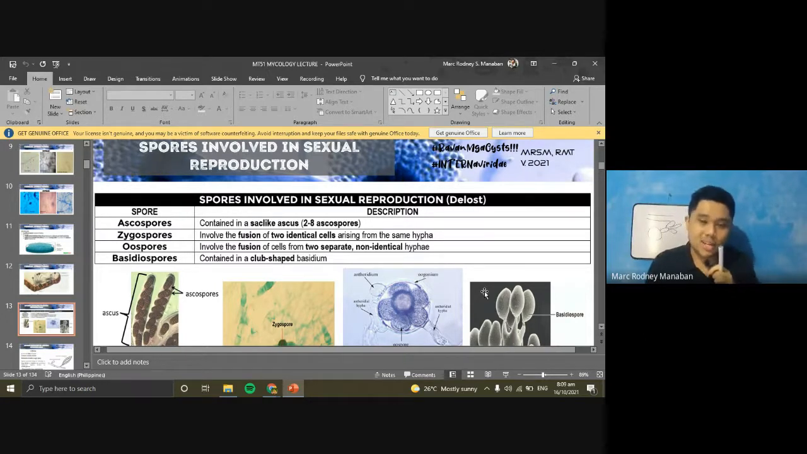This is based on Delos. Delos is a book in Microdent, so you can use that. But it's difficult to find online. I couldn't find a PDF, but it's a nice book for micro.